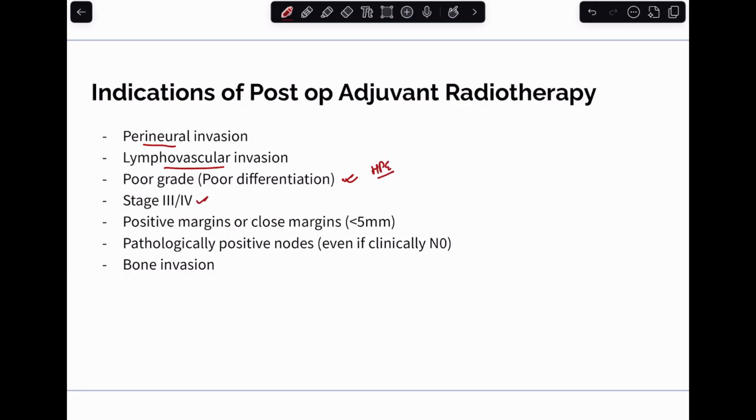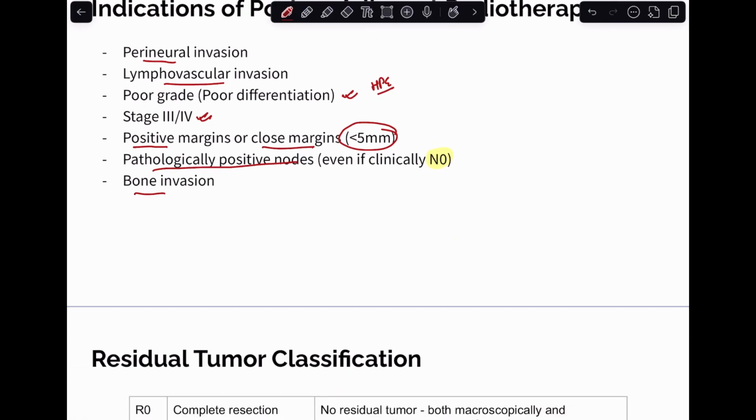If it is an advanced stage tumor, stage 3 or stage 4, if there are positive margins or very close margins of less than 5 millimeters, in that case, we should give postoperative adjuvant radiotherapy. If we find pathologically positive nodes, even though clinically we found it to be N0. And last of all, if there is bone invasion. These are all indications where we should give postoperative adjuvant radiotherapy.